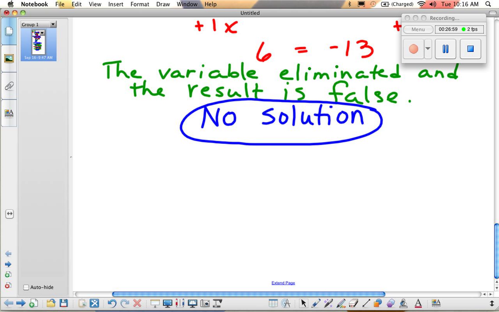Okay, now we're going to do number 14. The application problem. I need my book open here so that I can see what it's about. Okay, read the problem to yourself first of all.